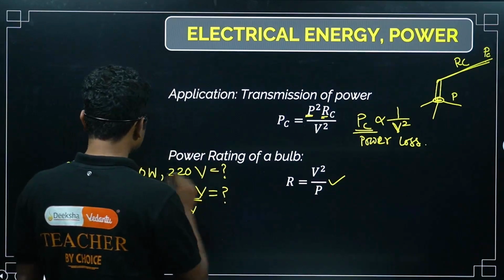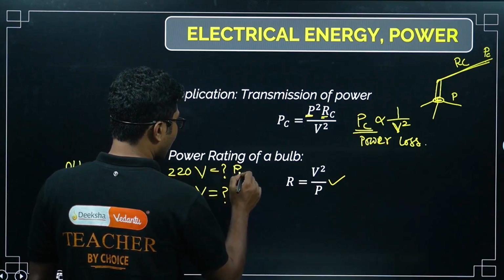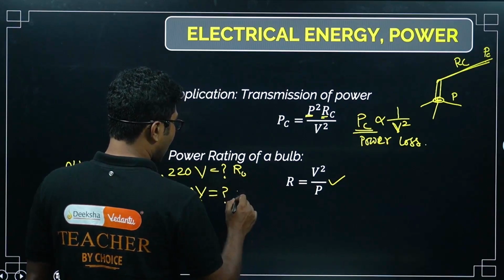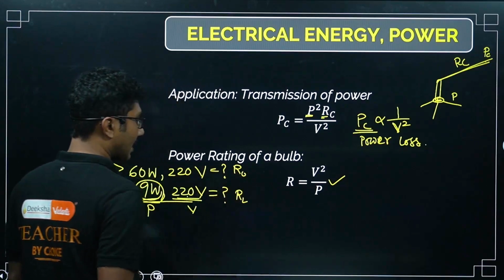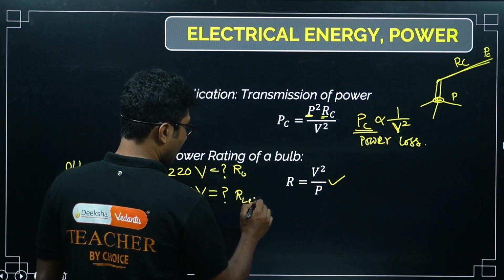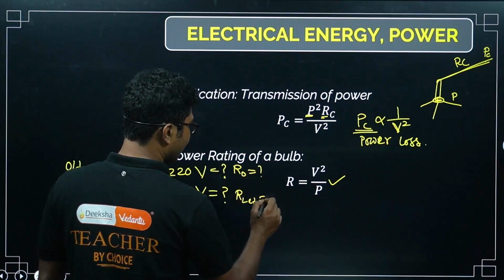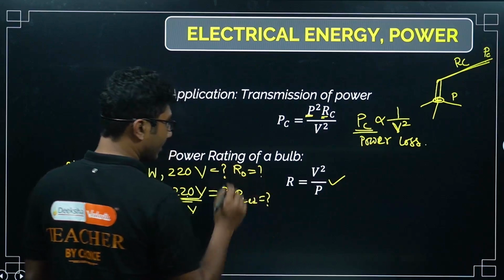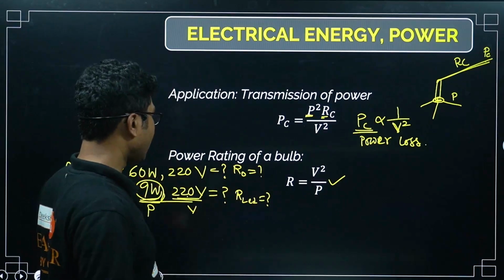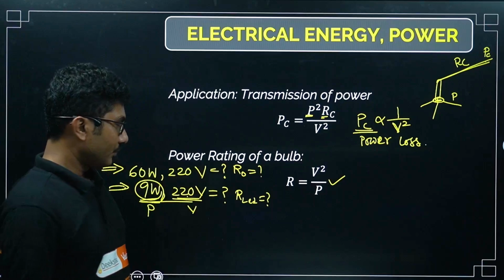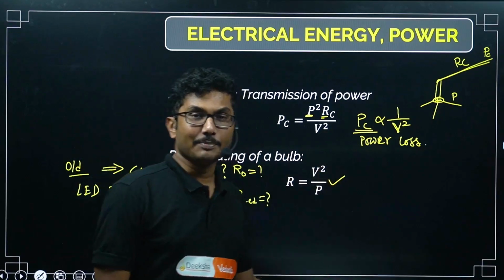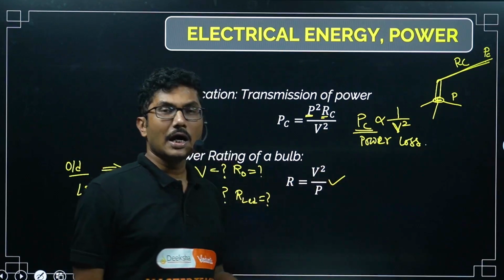So what is the resistance for this bulb? This is, say, R old, and what is the resistance for this bulb? Say R LED. So you mention R old is equal to some value, R LED is equal to some value. Mention that in the comment. Now, this formula is very important. You need to remember this formula.